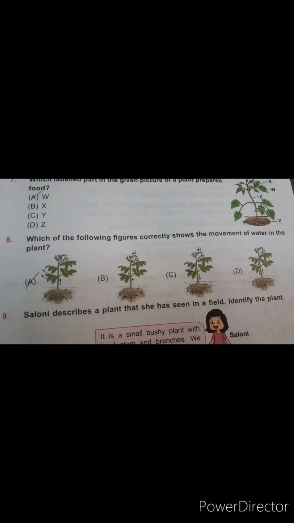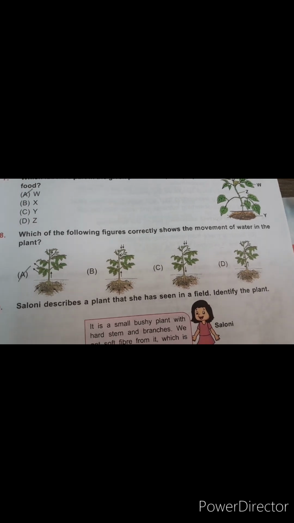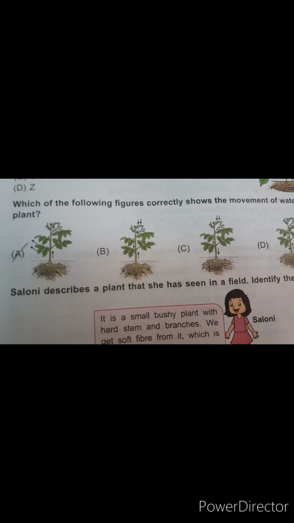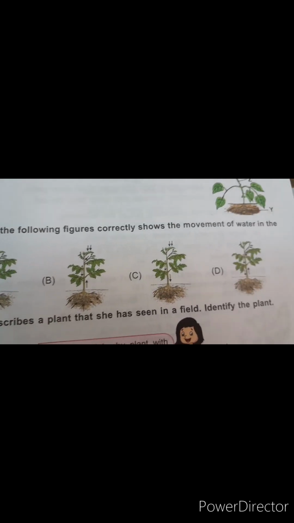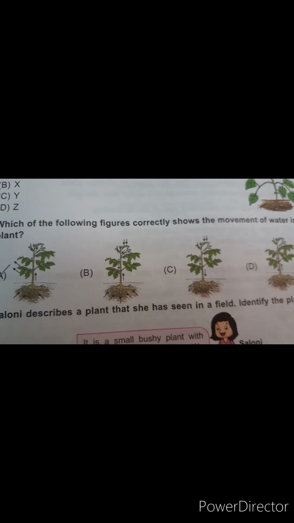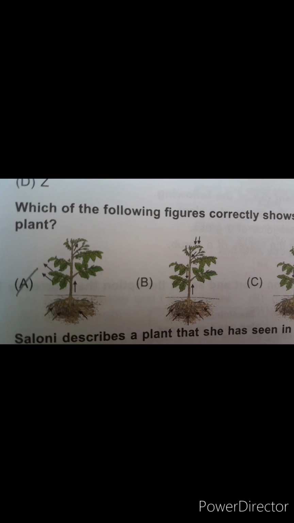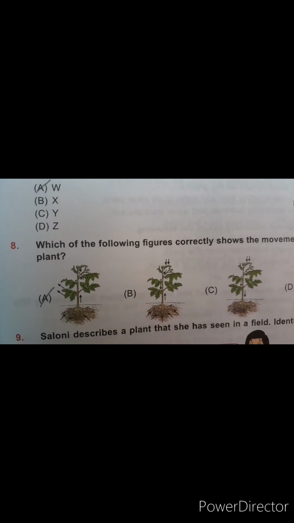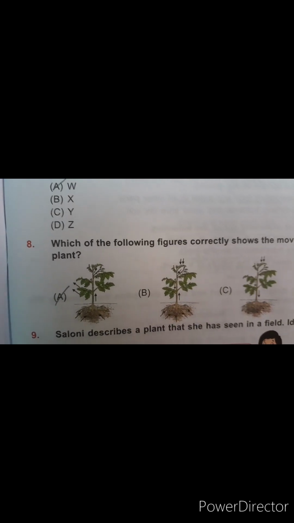Moving on to the eighth question. Which of the following figures correctly shows the movement of water in the plant? The answer is option A, because water is absorbed by the roots and it moves to the upper part of the plant's body. Water also evaporates from leaves.